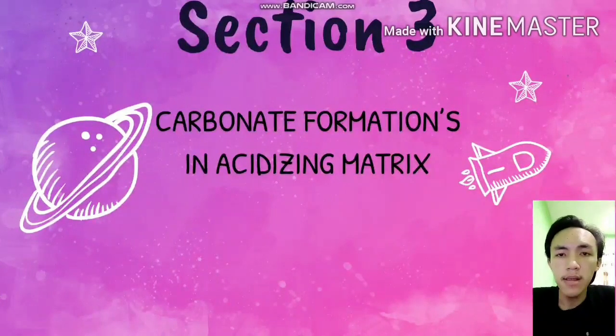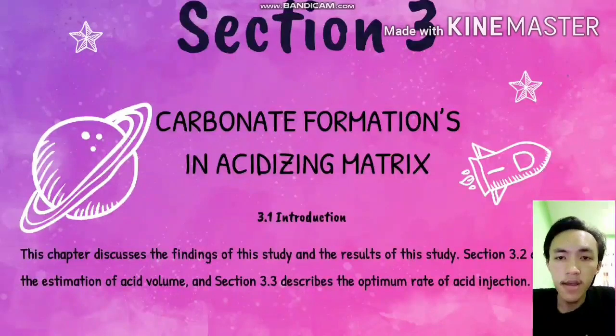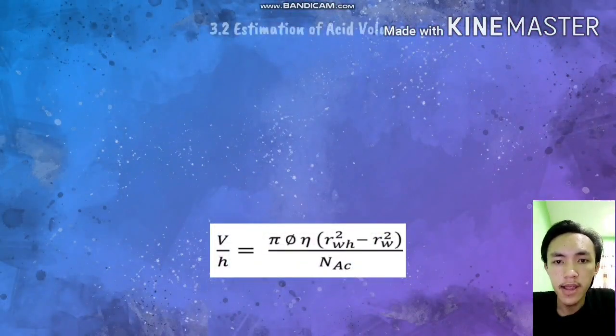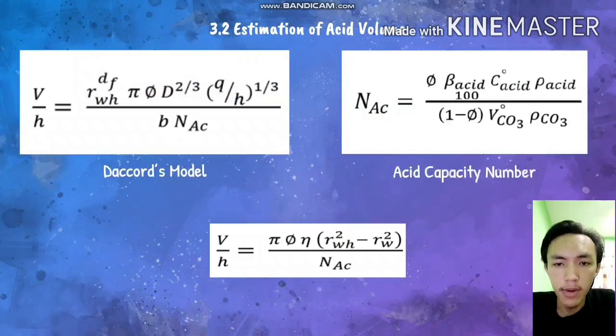So I will explain section 3 in this topic, which is matrix acidizing in carbonate formation. In this topic, there will be the estimation of acid volume and the optimum rate of injection speed. To estimate the acid volume, there are two models that can be used, which are the Daccord model and the volumetric model. In the Daccord model, the equation is shown on the screen.